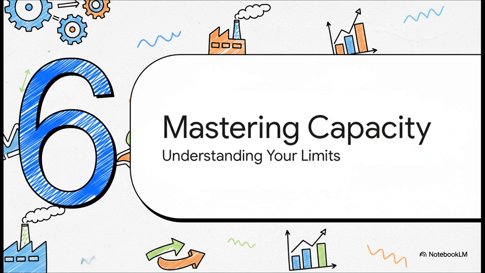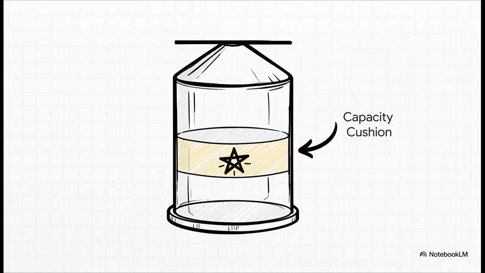Okay, we've made it to our final section. We have our process, we have our technology, but what are our limits? This is all about mastering production capacity, or, to stick with our analogy, it's about understanding the true size of our kitchen. Let's define a few key capacity concepts. First, capacity itself.